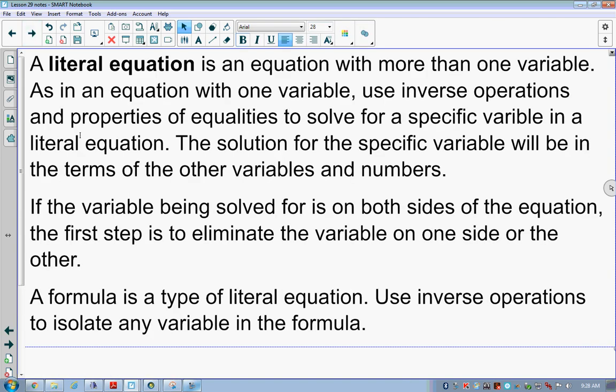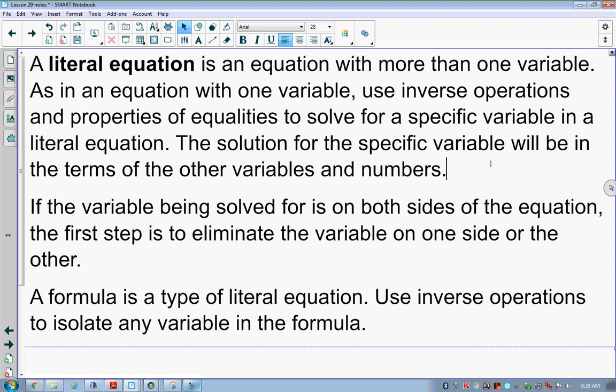A literal equation is an equation with more than one variable. For instance, all of your linear equations include an x and a y. They may use other variables, but essentially an x and a y. As in an equation with one variable, we would still use inverse operations and properties of equalities to solve for a specific variable.